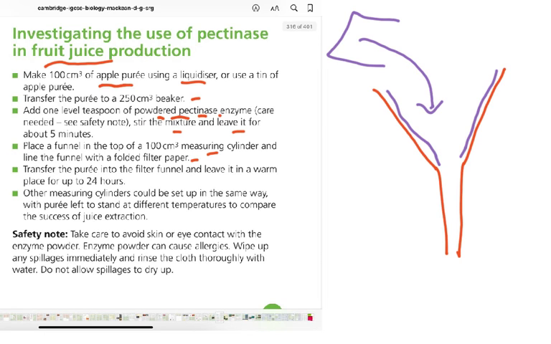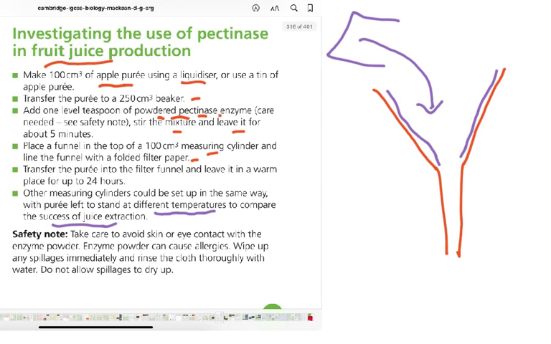But you had added pectinase to it. Remember that you transfer this 100 cm³ apple puree, then you added 1 level teaspoon of powdered pectinase, then you transfer the puree and leave it in a warm place for about 24 hours. Other measuring cylinders could be set up in the same way with puree left to stand at different temperatures to compare the success of juice extraction.